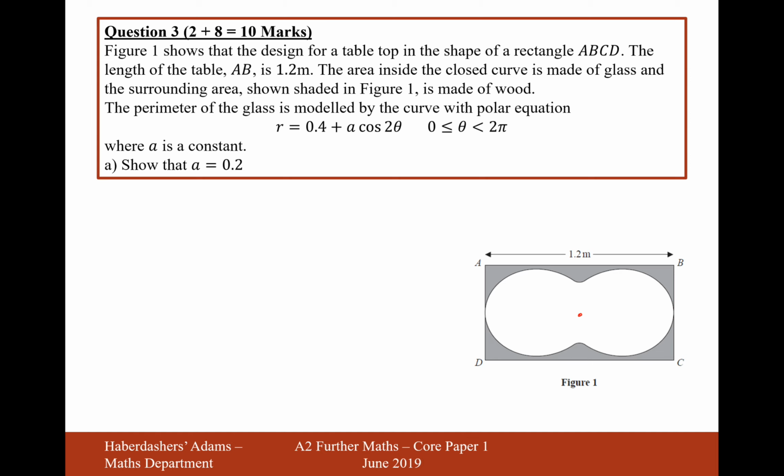Well, I imagine the centre of this diagram is in the middle, so from here to here is going to be 0.6, and this line is the initial line, when theta is equal to 0. So I'm going to plug theta equals 0 into my equation. When theta equals 0, r equals 0.4 plus a times cos 0. We all know cos 0 is 1. Now we know the radius at this point is 0.6, so 0.6 equals 0.4 plus a. Take the 0.4 to the other side and you get a is 0.2. So that also confirms that the centre is in the middle.